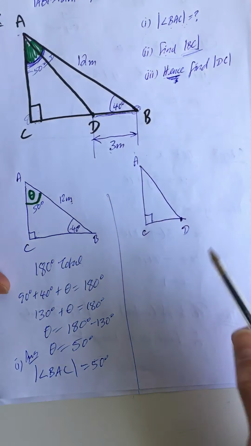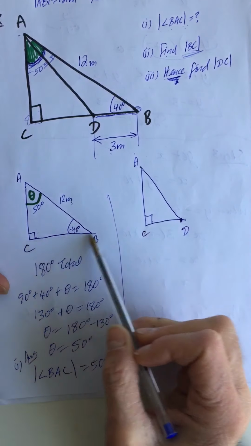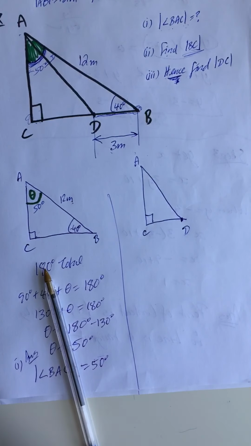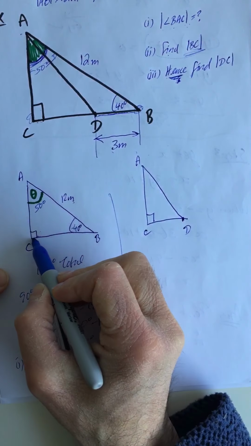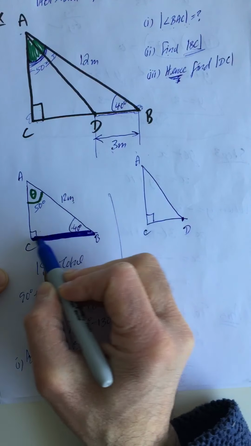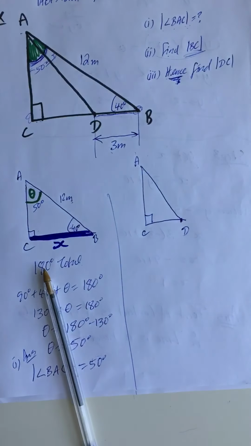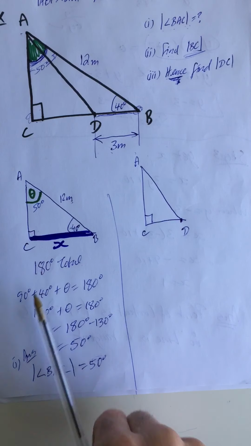B to C. Now, look, there's no B to C in this picture. There is a B to C in this picture. If I highlight it here, B to C is this distance here. Let's call it X. We want to figure out that distance there.